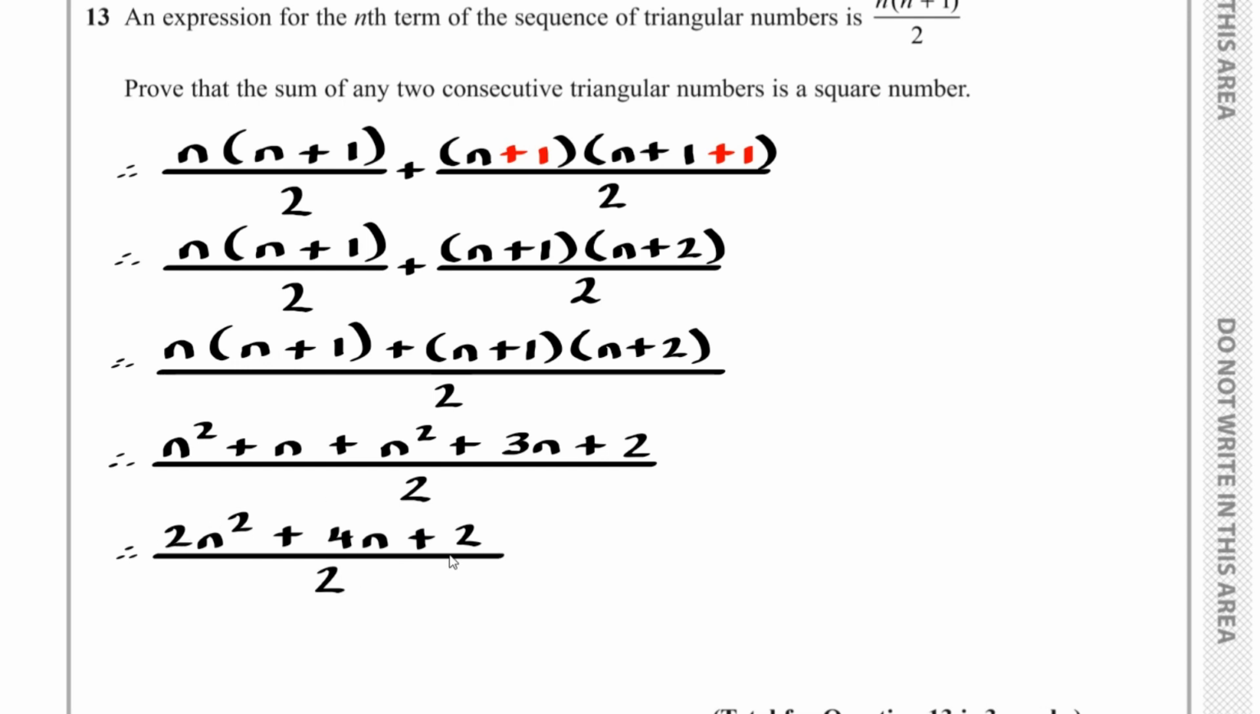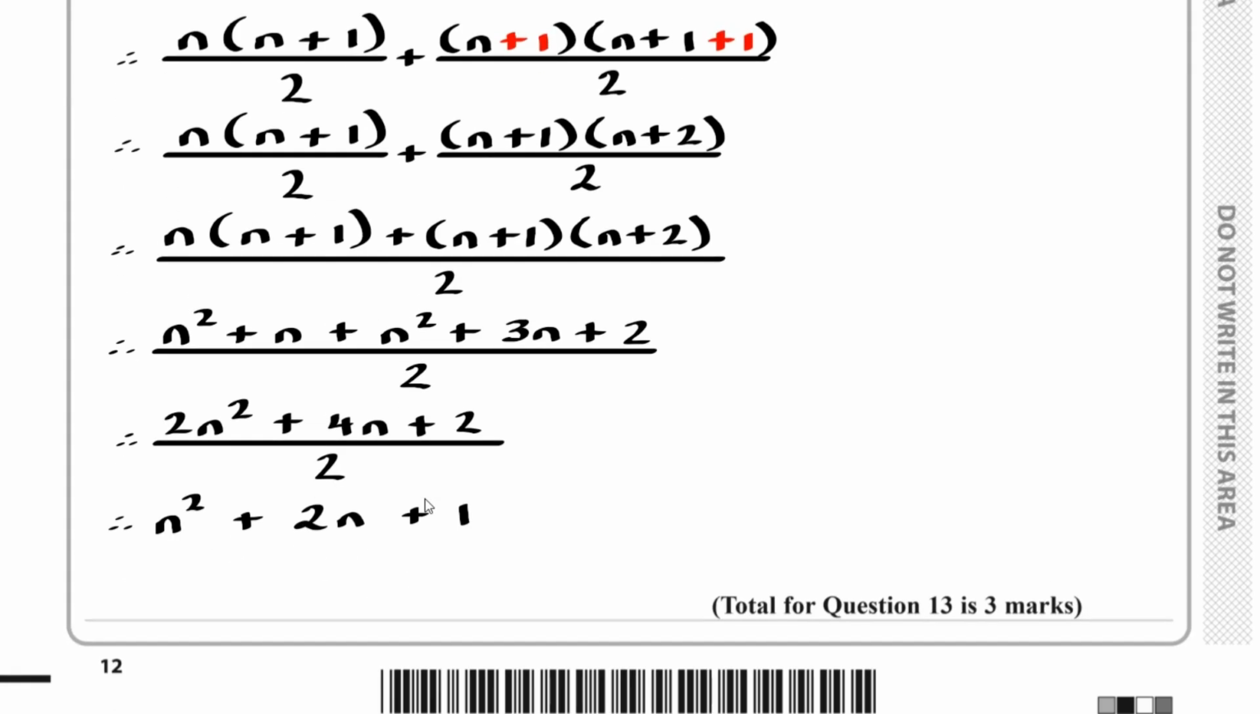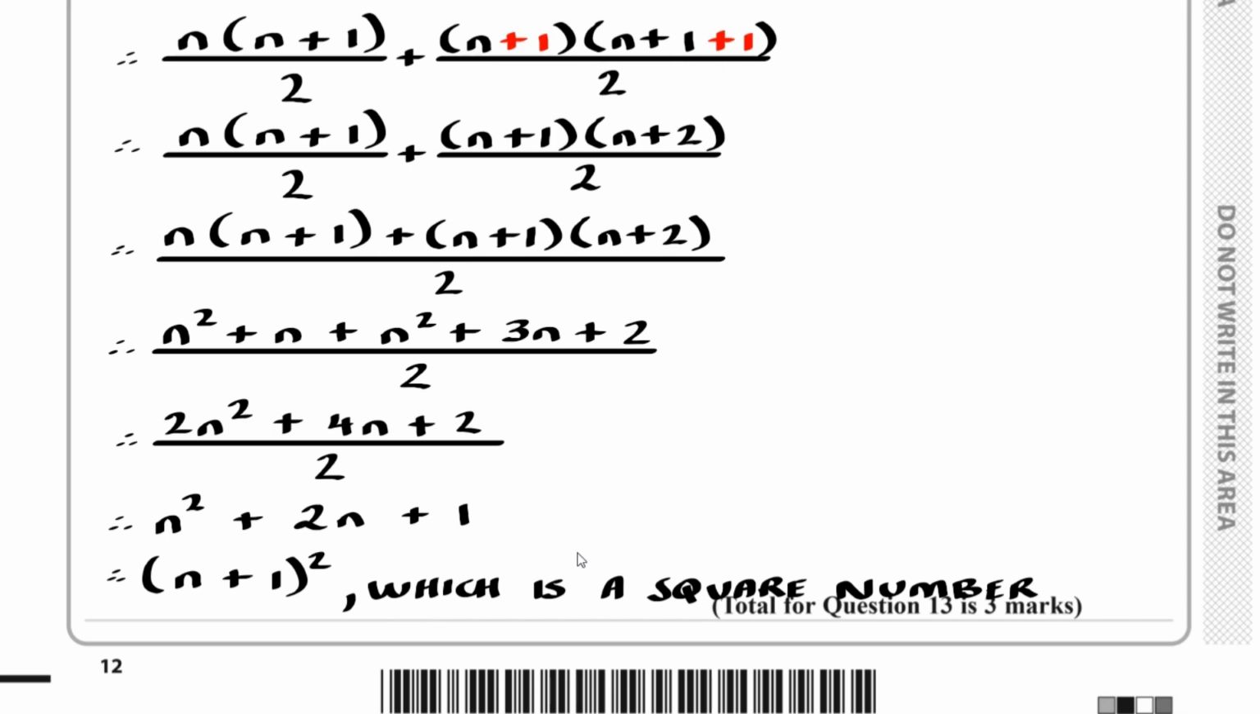So each term in the numerator is even, and I'm dividing that by 2, so I end up with n squared plus 2n plus 1, which is a perfect square, which we can write as n plus 1 all squared, which is a square number. And that's what we wanted to show.